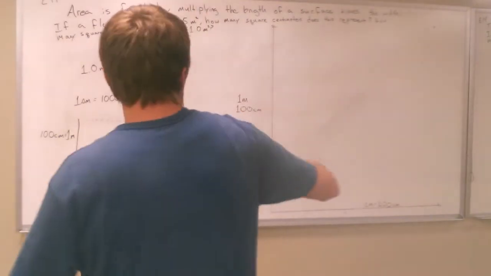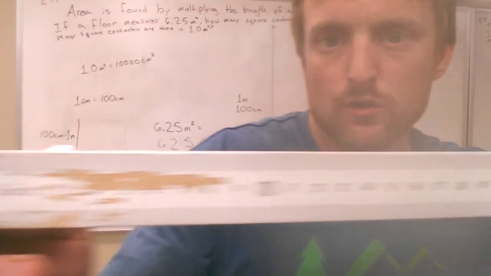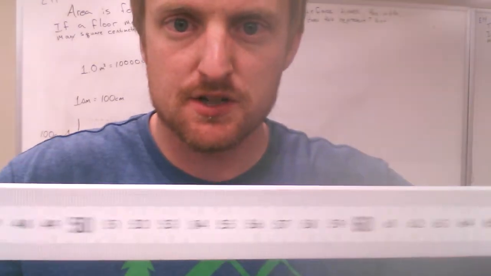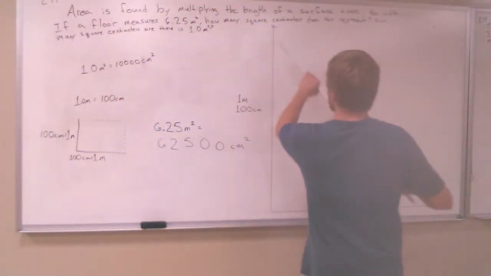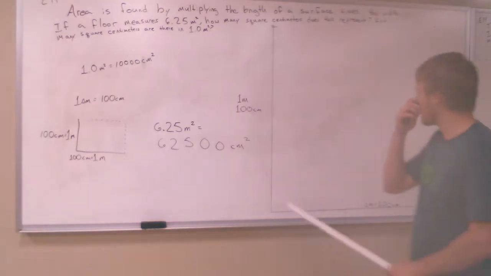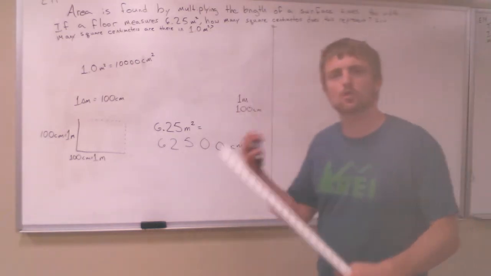Okay? And if you didn't know already, I'll show you real quick. Using this meter stick is what I did to draw that. It is actually 100 centimeters. So this is 100 centimeters tall, this is 100 centimeters long. When we multiply the 1 meter times the 1 meter, we get 1 square meter.